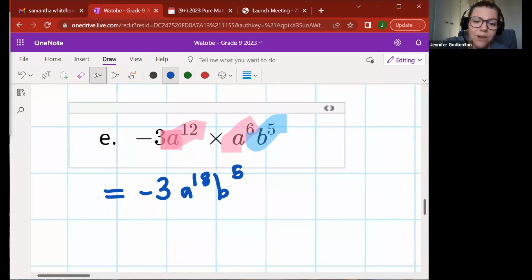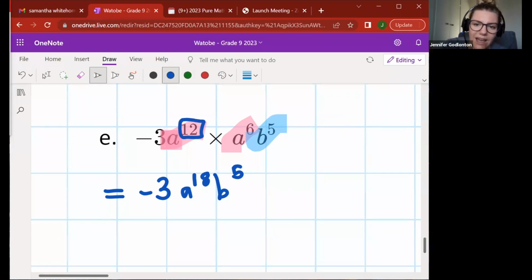So how we got the 18 is we said this 12 over here, and then we added the 6. So we said 12 plus 6, and that gave us our 18.